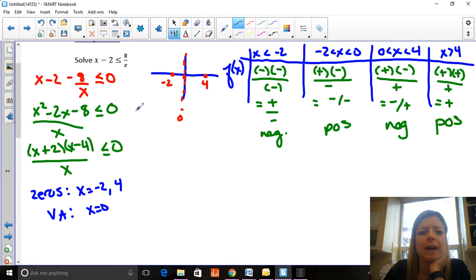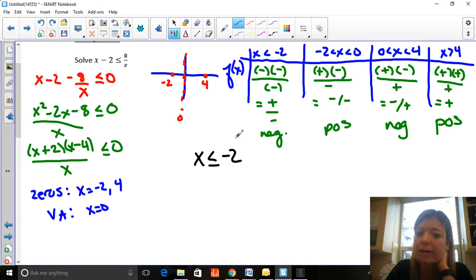So I'm asking, when is this function less than or equal to 0? It's less than 0 before -2, and it's equal to 0 at -2. So my solution will include all x less than or equal to -2, because -2 is an x-intercept. If -2 were a vertical asymptote, that wouldn't work because it can't be equal to -2, right?